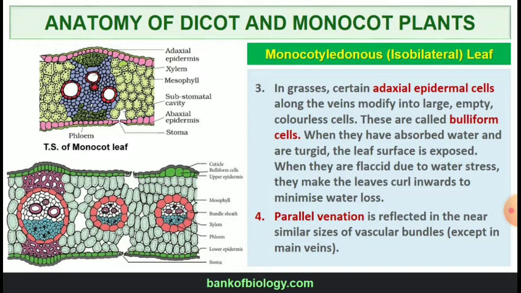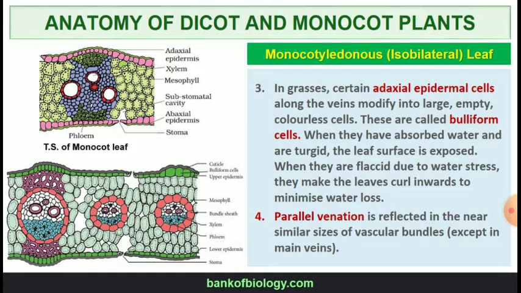They are present in grass. When they have absorbed water and are turgid, the leaf is exposed and stands straight and erect. When they are flaccid, when they lose water due to water stress, they make the leaves curl inward, to minimize the loss of water. So these are the bulliform cells, mainly seen in the epidermal cells of the leaves of grasses.